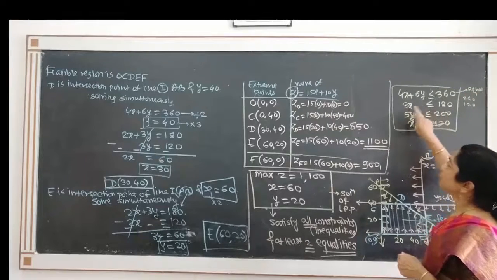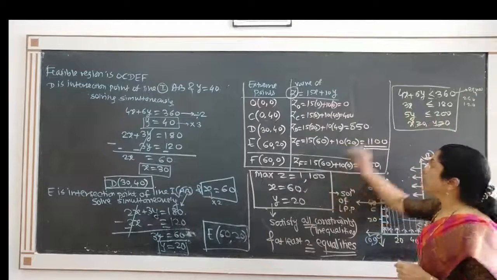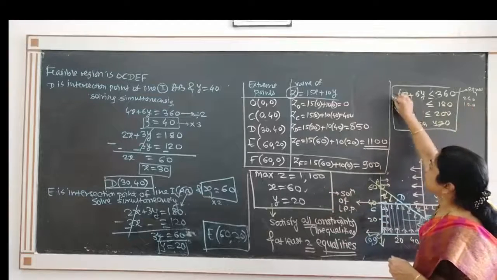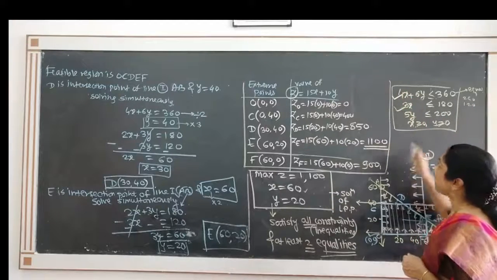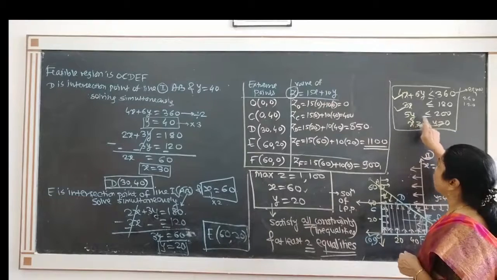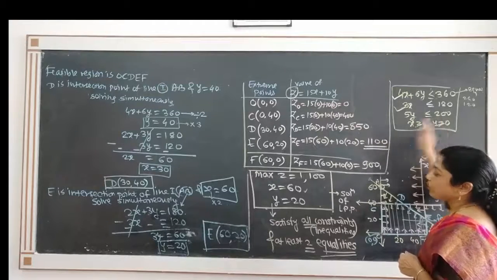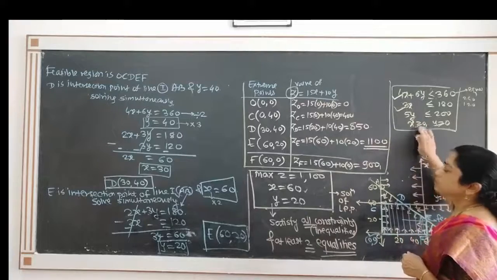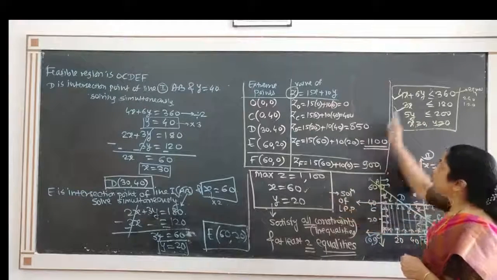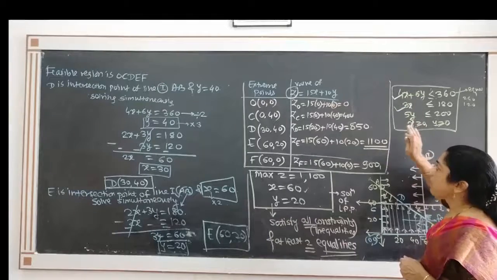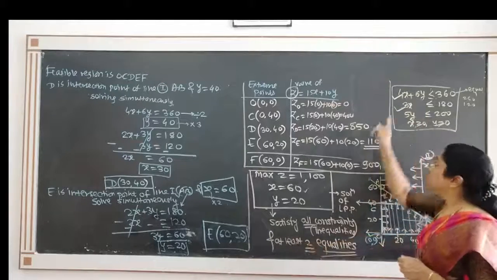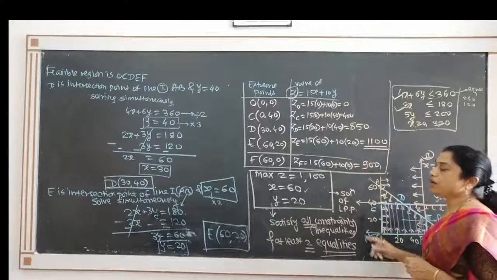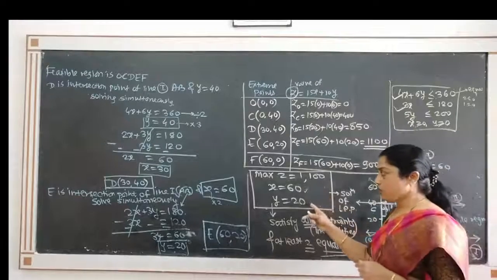3x is equal to 180, that is x is equal to 60. Here also equality gets satisfied. Both equalities get satisfied. Y less than or equal to 40. We get y 20, means 20 is less than 40. X and y both are greater equal 0. So all the inequalities and at least two equalities are satisfied. So x and y values are correct.